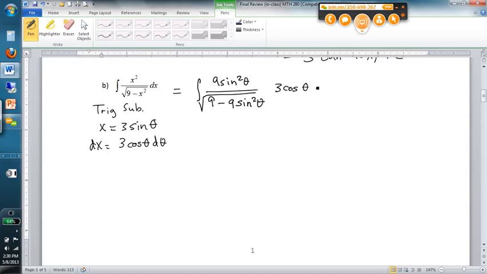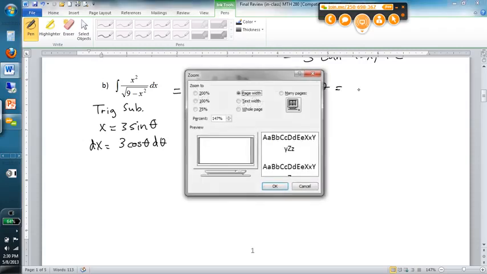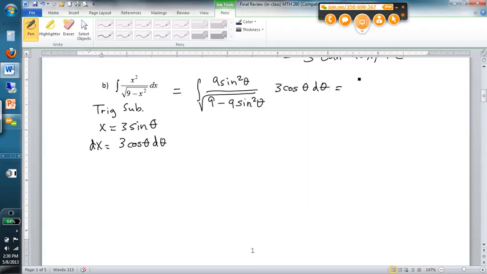With me so far? The reason I do that is because notice here what happens if I factor a 9 out of the bottom. Don't I get 9 times 1 minus sine squared?